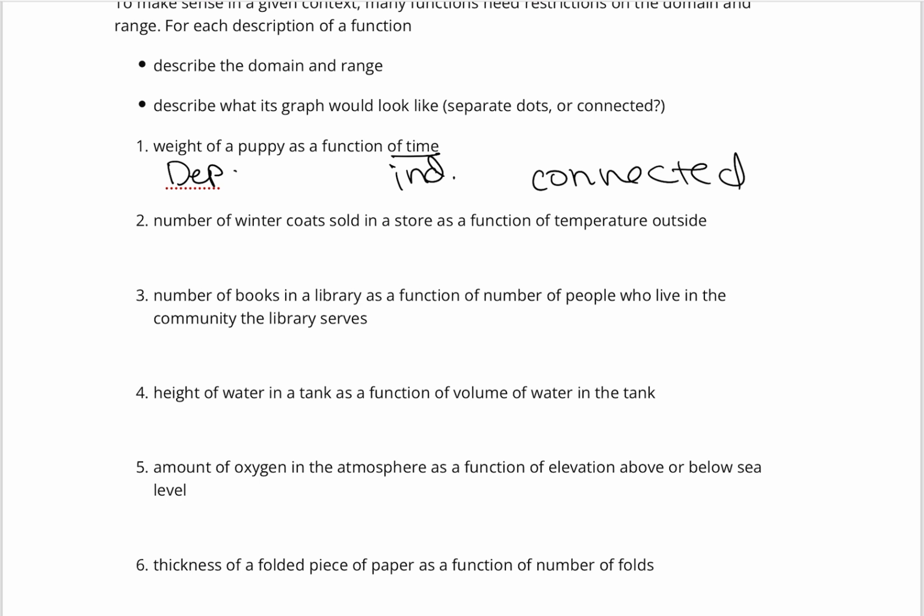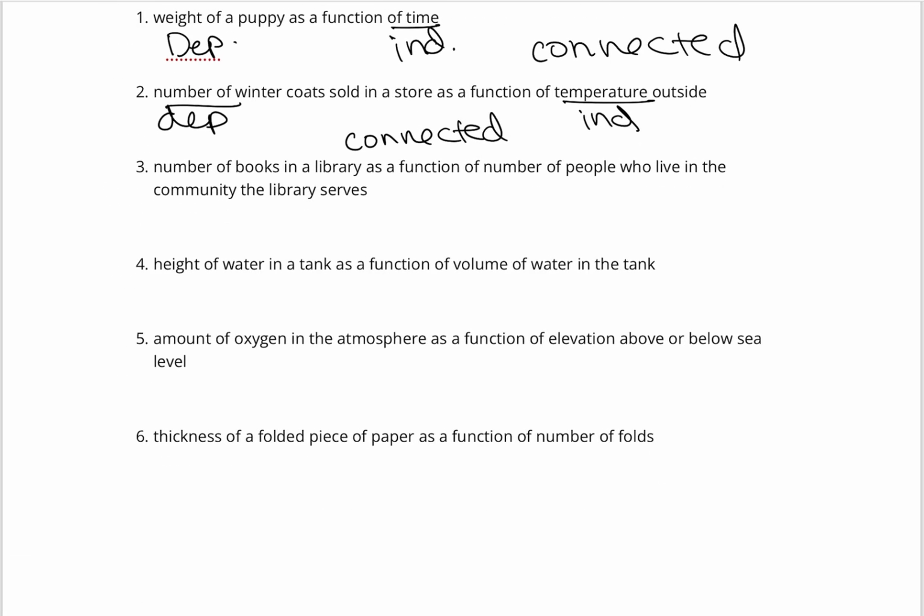Number of winter coats sold in the store would be our dependent variable as a function of temperature. Our independent variable, temperature, is continuous, so this would be connected. Number of books in the library is a function of number of people. Number of people is our independent variable. Number of books is our dependent variable. Number of people can only be a whole number, so this would be discrete. It would be dots, not connected.